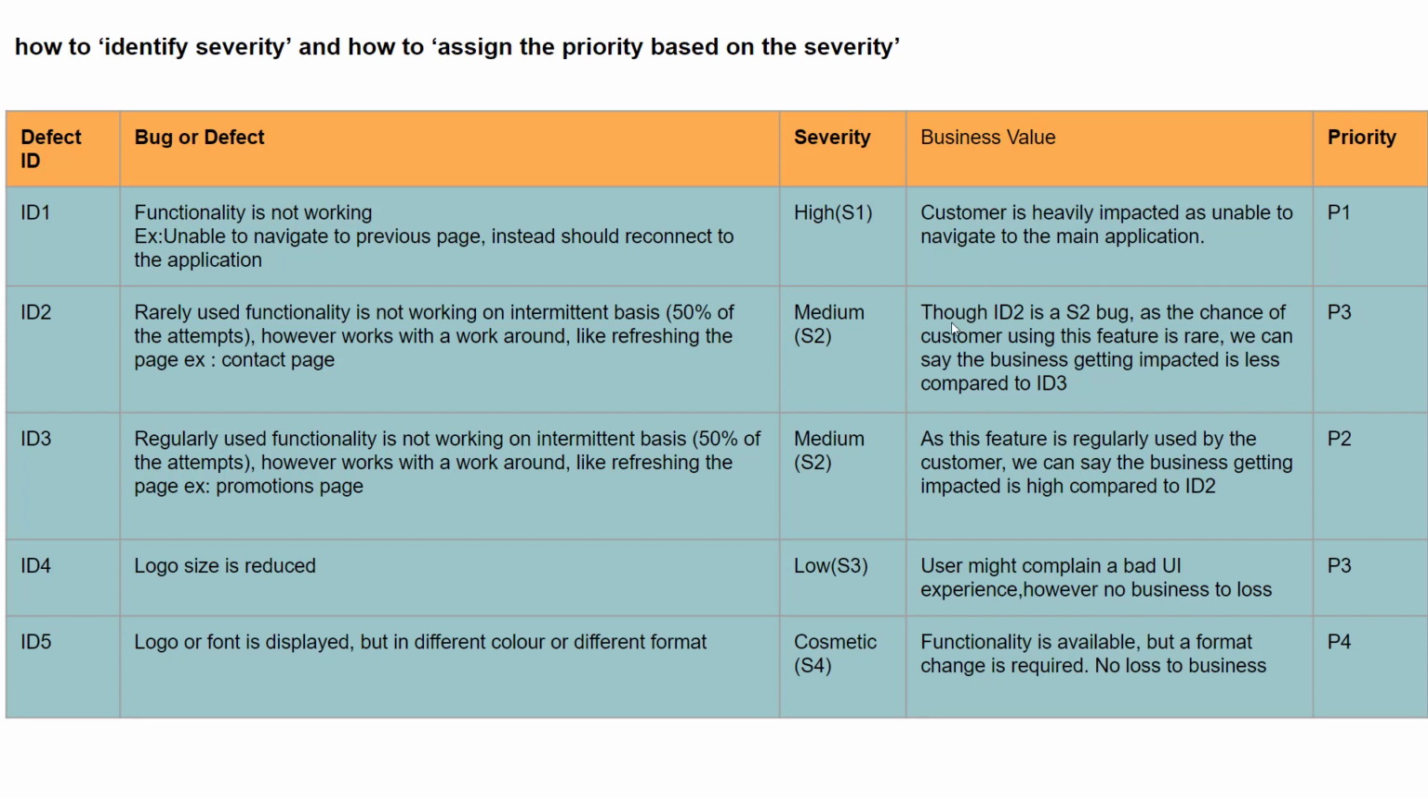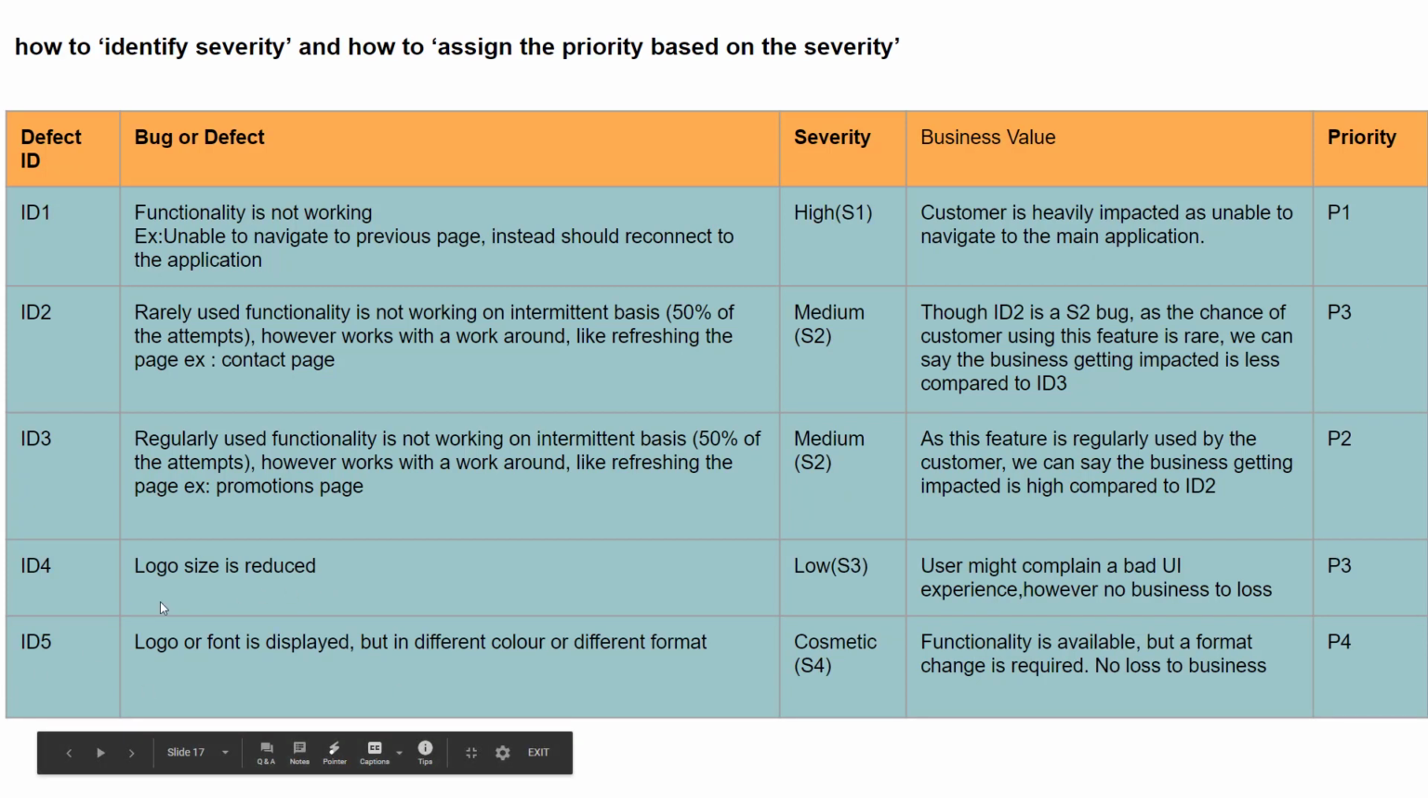For that, we need to understand the business value of both the functionalities. So first thing, when you log into any website or any shopping page, what is it that you are going to do? It's quite obvious, right? Let me look into the promotions or the deals available for today. So it's quite obvious, like promotions page is accessed more when compared to the contact page. So we can assign the promotions page defect as priority 2 and the other defect as priority 3.